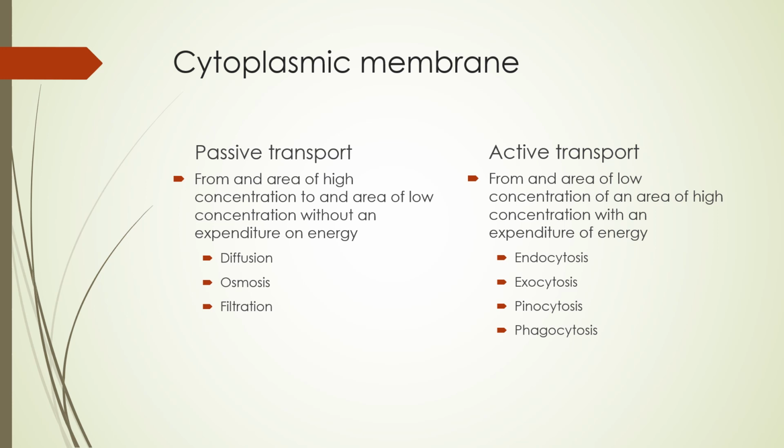There are 4 terms associated with active transport, including endocytosis, exocytosis, pinocytosis, and phagocytosis. In endocytosis, we have solutes that are grabbed with an expenditure of energy and brought inside the cell. In exocytosis, the content of the vacuole is released outside of the cell. In pinocytosis, this is what I refer to as cellular drinking, and the fluid is brought inside the vesicle. And in phagocytosis, this is cellular eating, where solids are brought inside via a vesicle.